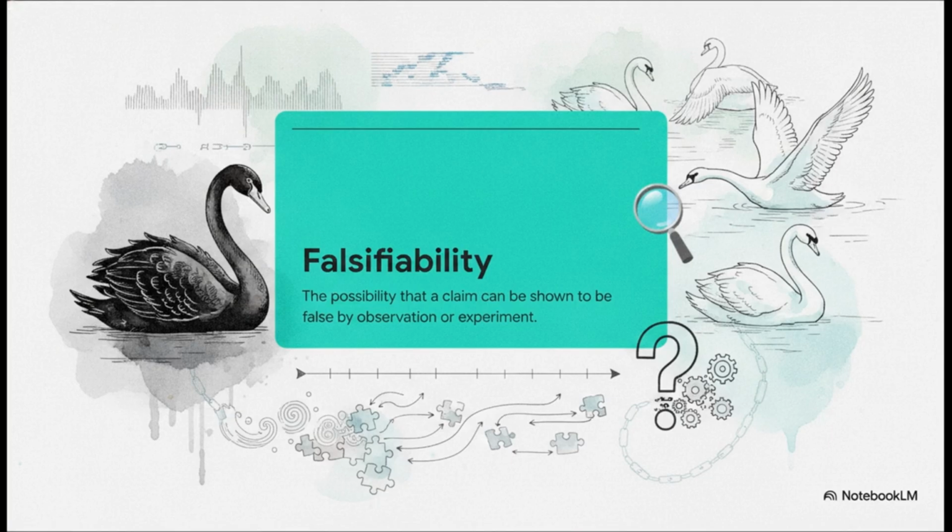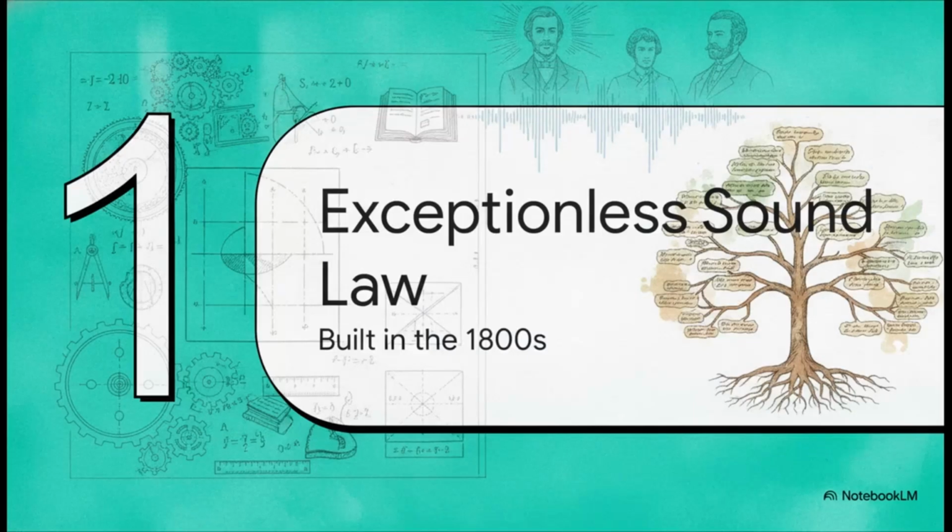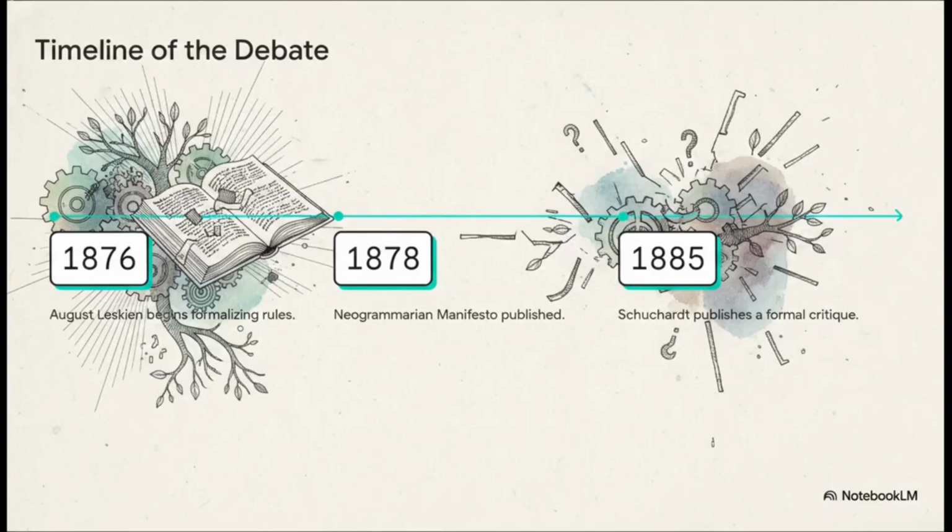Consider this a simple briefing on why the foundational methods used to reconstruct historical languages might not actually be passing the test. Let's look at Section 1, the exceptionless sound law, a foundation built in the 1800s. To really get this, we've got to travel back to the 19th century.